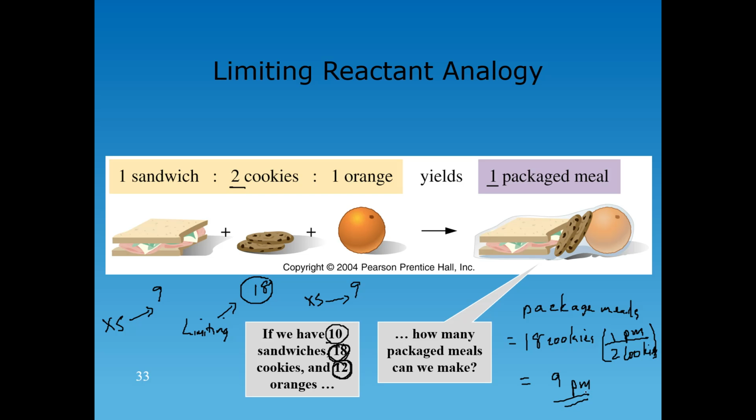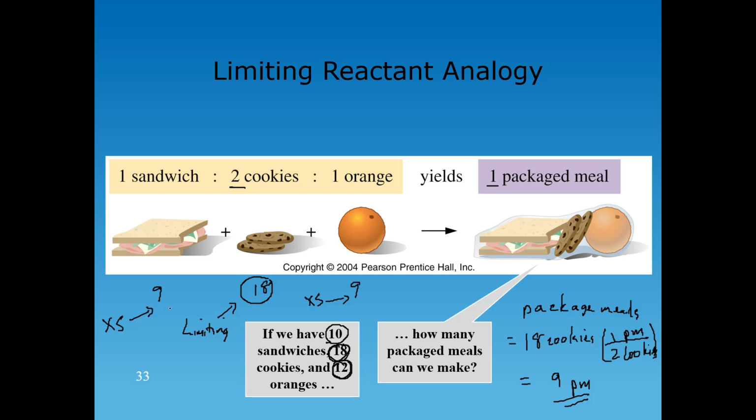So basically the maximum number of meals that can be created from the combination of 10 sandwiches, 18 cookies and 12 oranges would be 9 packaged meals. So this is basically how the whole limiting item concept works. Basically the limiting item is the one that is completely used up. All other items will be in excess, which means that the limiting item is the one that determines how many of the packaged meals you expect to get.